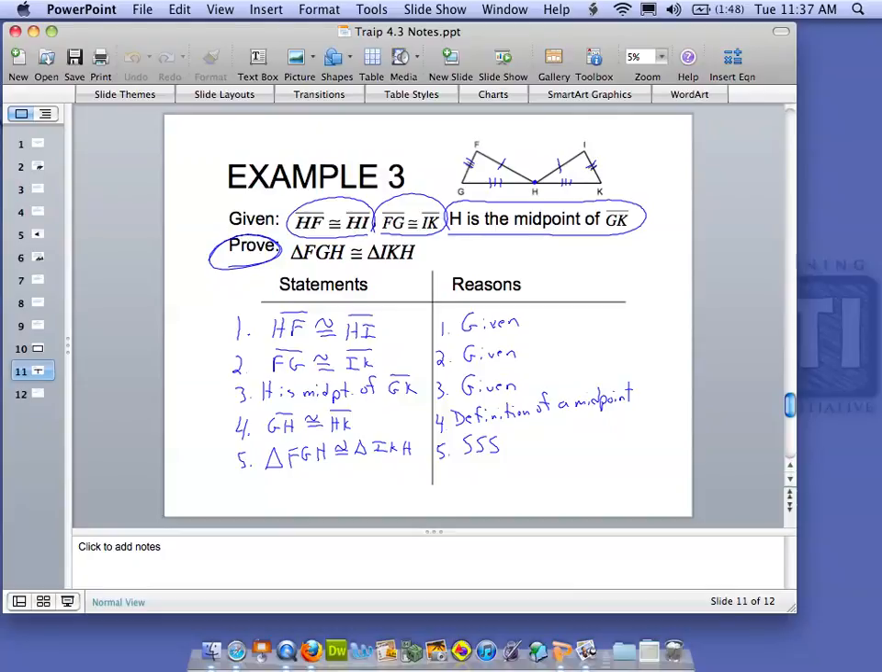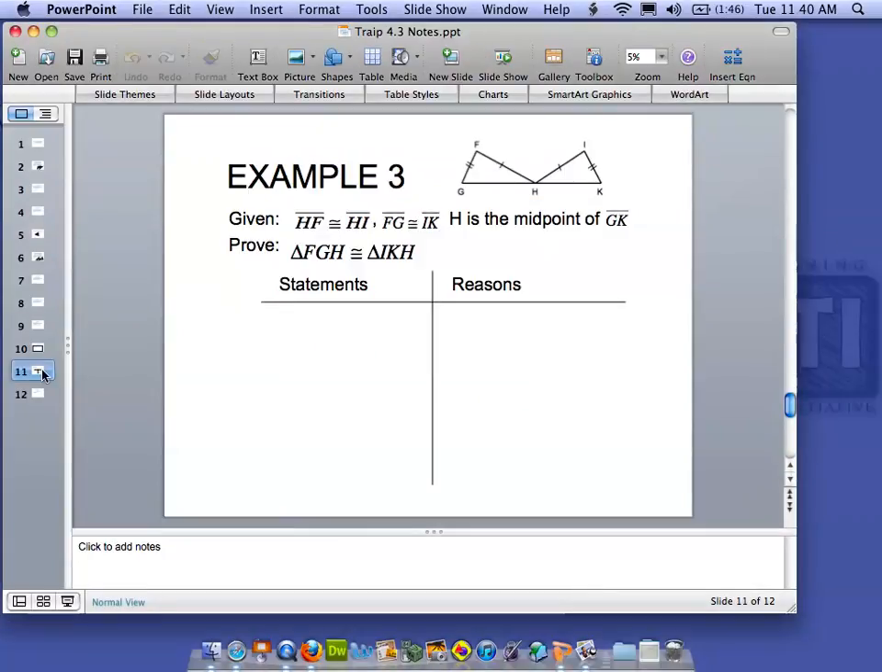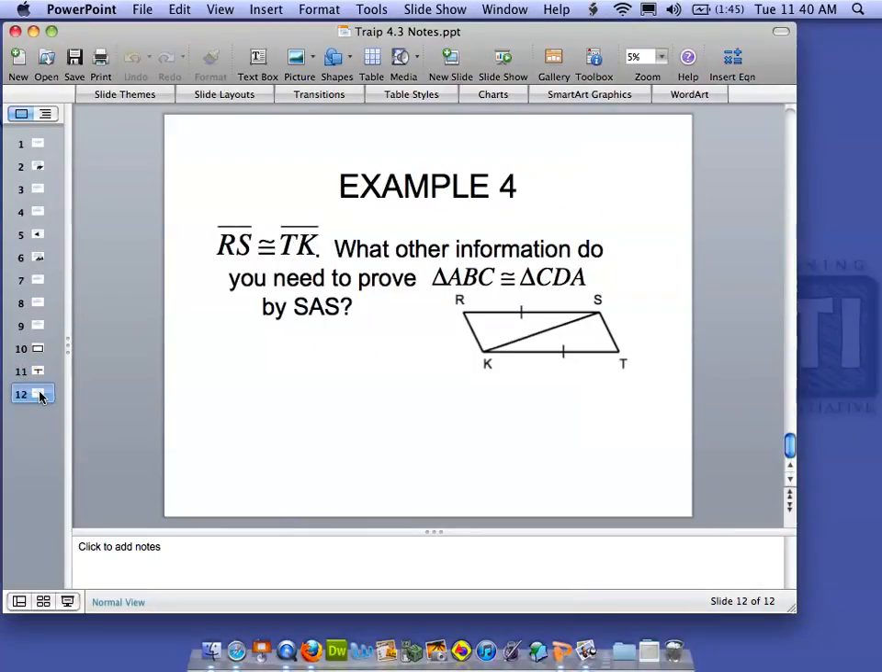So for example number 4, this time they're not asking me to do a formal proof. They're just saying that take a look at your diagram. If you're told that RS is congruent to TK, what other information would I need to prove that the two triangles are congruent using side angle side?